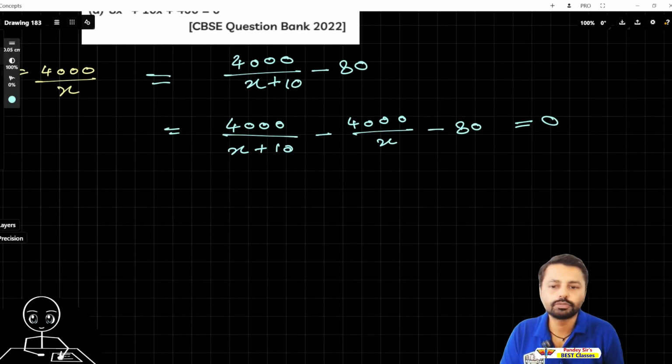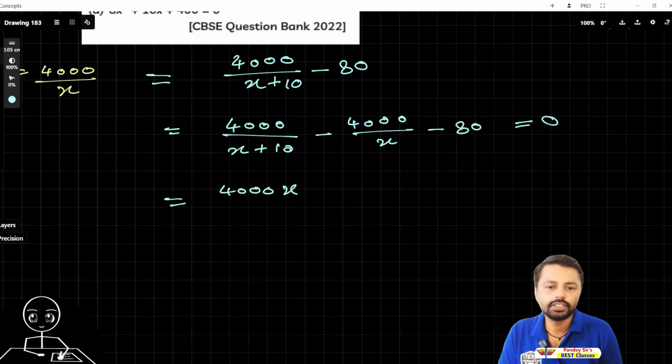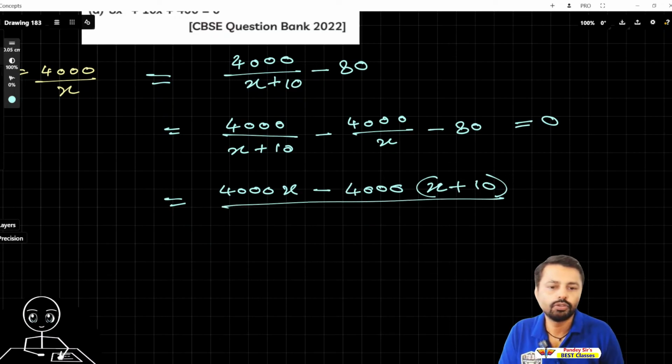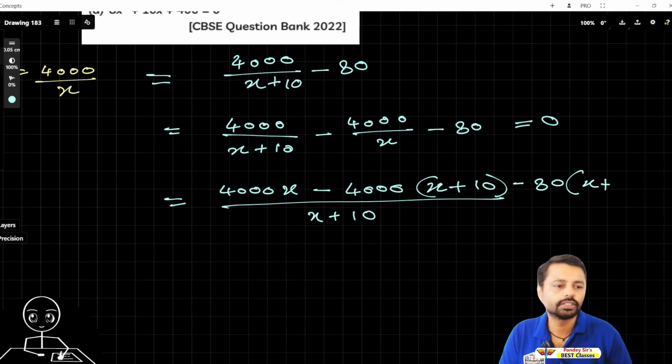Now let's do this cross multiplication and all. So we get 4000 x minus 4000, again multiplied with this thing, x plus 10 whole by x plus 10, minus 80 in bracket x plus 10, equal to 0. Now this x plus 10 will go there, multiply with 0, and it will become 0.